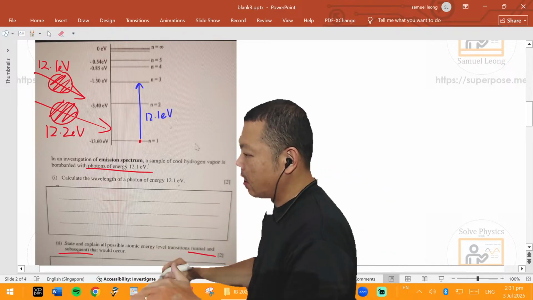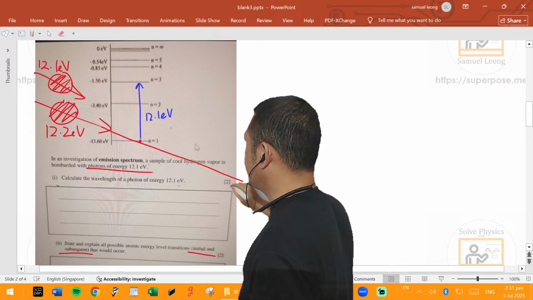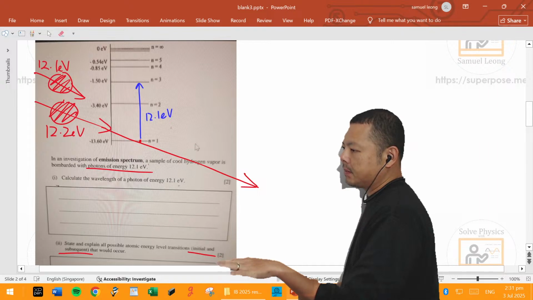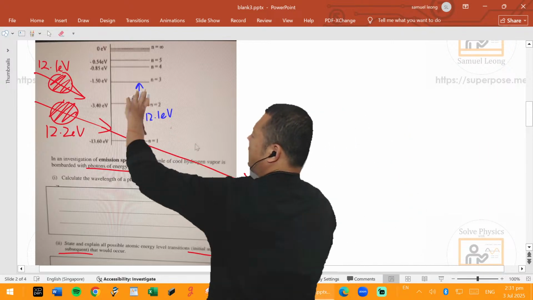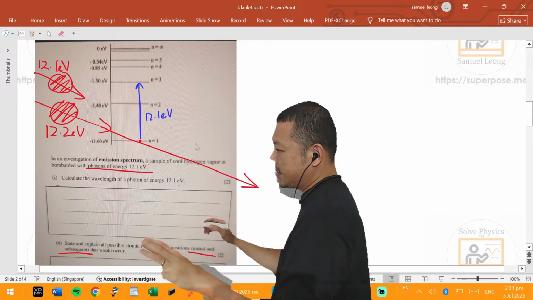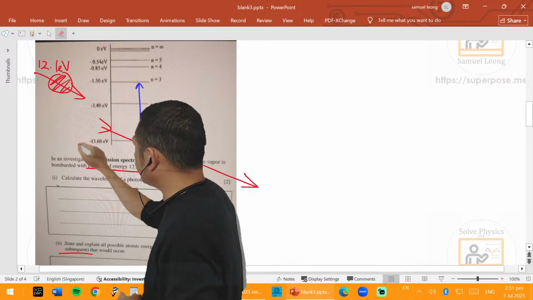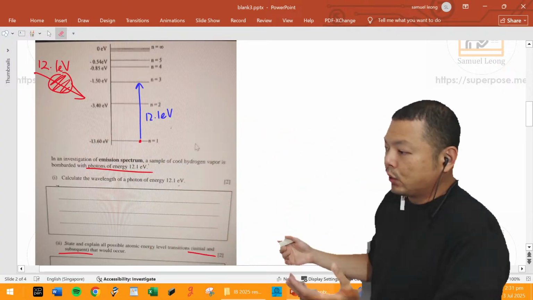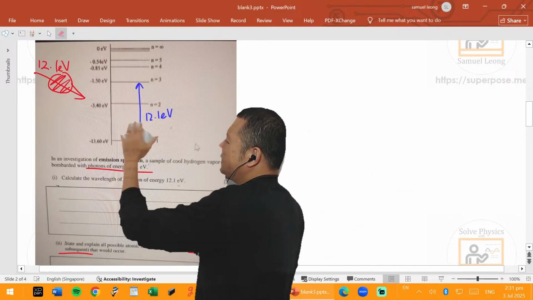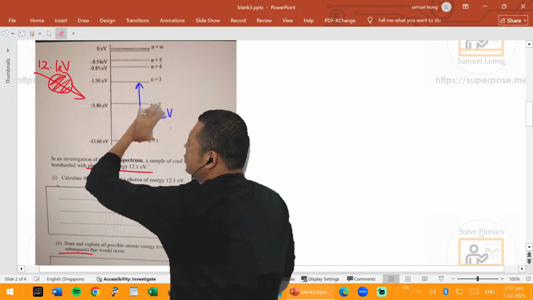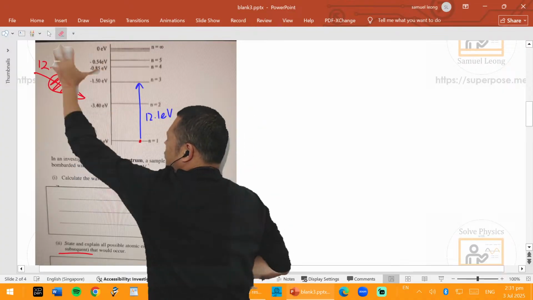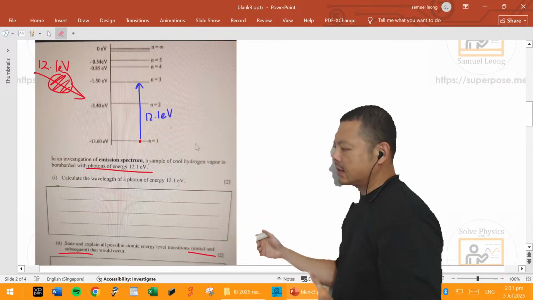Yeah, absolutely not. Because this photon will just pass straight through. It will not be absorbed. 12.2 will not be absorbed because it doesn't match the transition. You get what I'm saying? I'm just trying to test your understanding because I don't know how much of this you know or don't know. Here it's a bit confusing. Traditionally, what do we use to shine on this hydrogen gas in order for the electrons to excite? What kind of light?